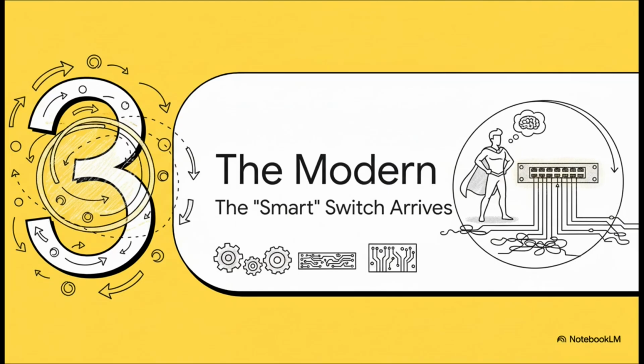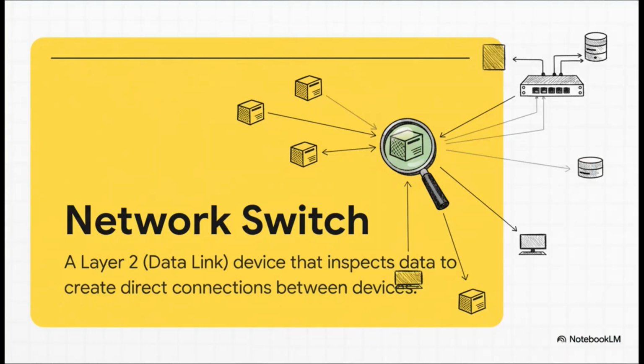But of course, the story doesn't end there. A hero arrived to clean up this messy, loud party. It was time for a much smarter approach. The network switch. Now, right away, a switch is different. It's a layer 2 device. That means it's smarter. It doesn't just see a jumble of electrical signals like a hub does, it can actually read the data inside the message, and most importantly, it can read the destination address.